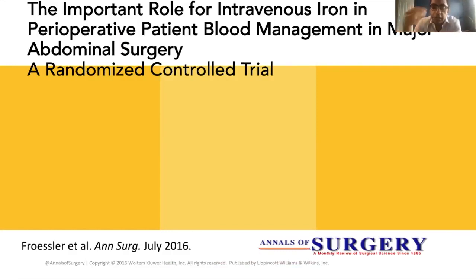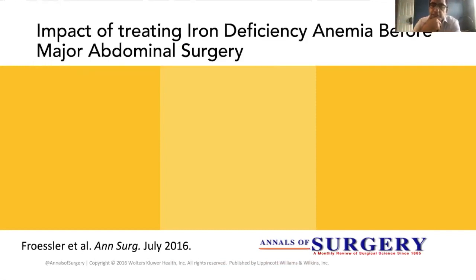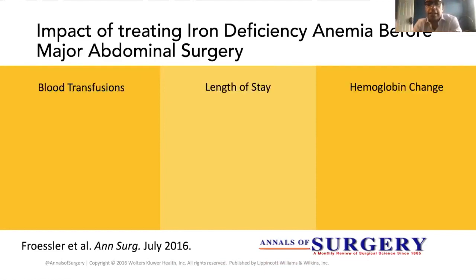And just like we did earlier, kind of driving on that road, could we make the title of that article more straightforward? Could we make it more clear and concise? So: impact of treating iron deficiency anemia before major abdominal surgery. Then I read through the article and think, what are the key points or key outcomes that I want to communicate about this paper? Well, I want to say something about blood transfusions. I want to say something about length of stay. And I want to say something about the change in hemoglobin.